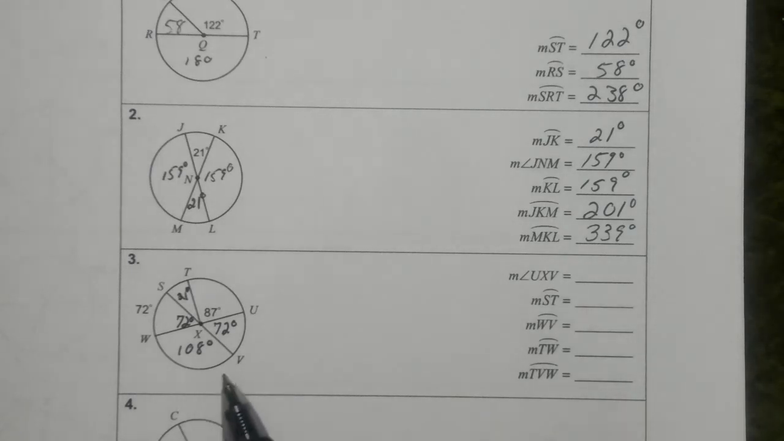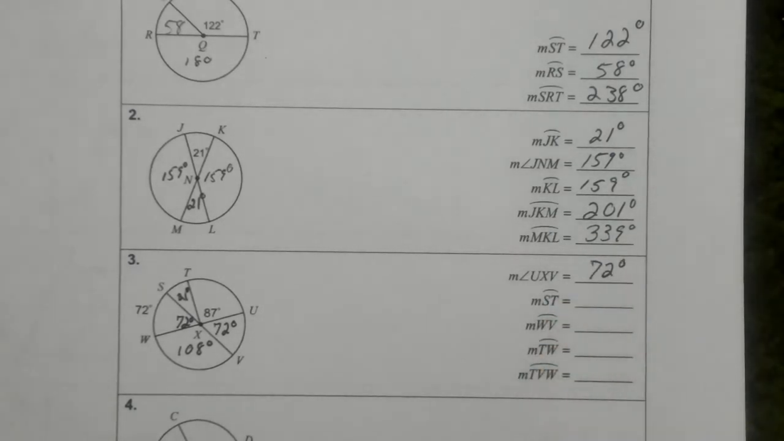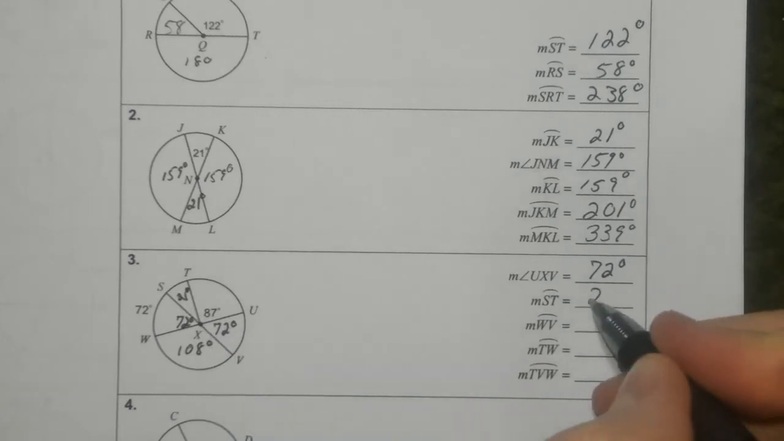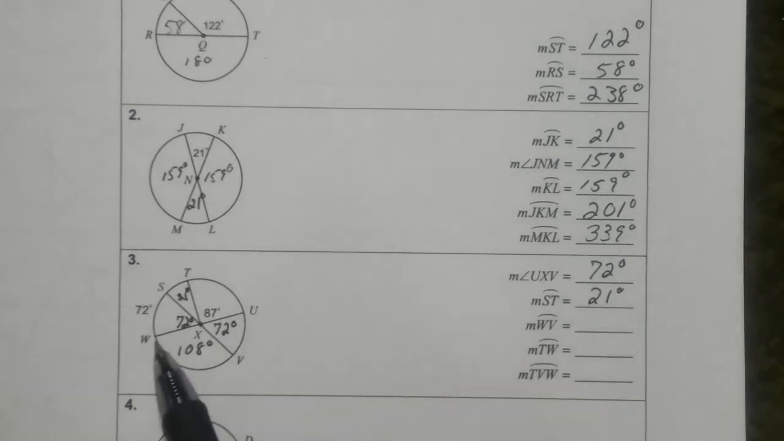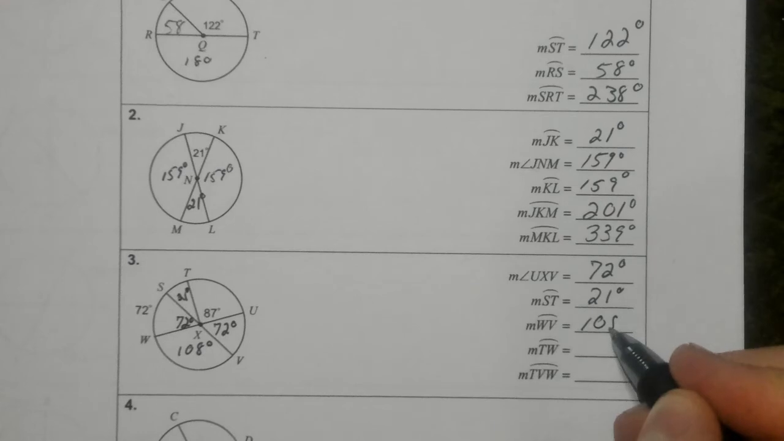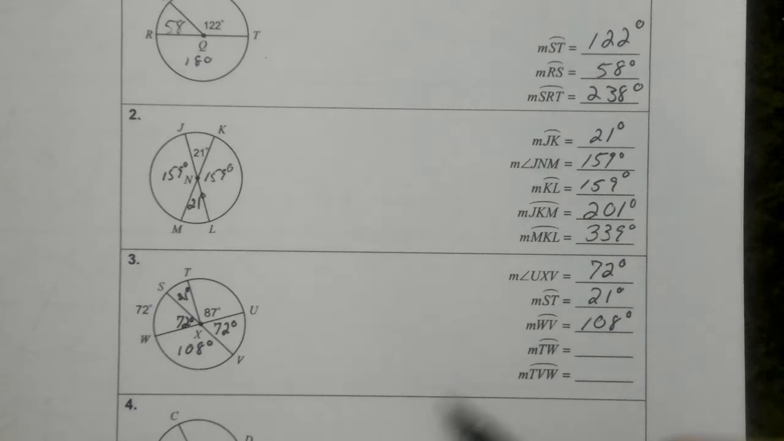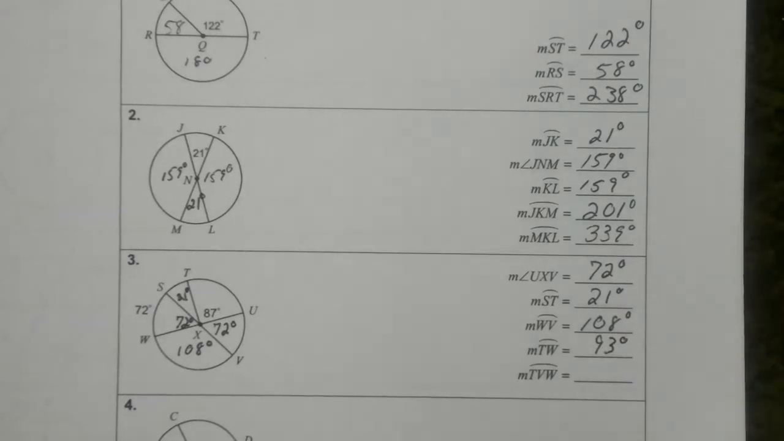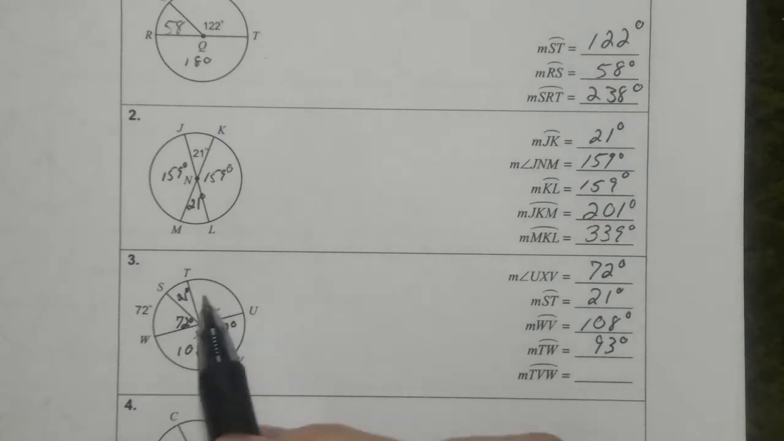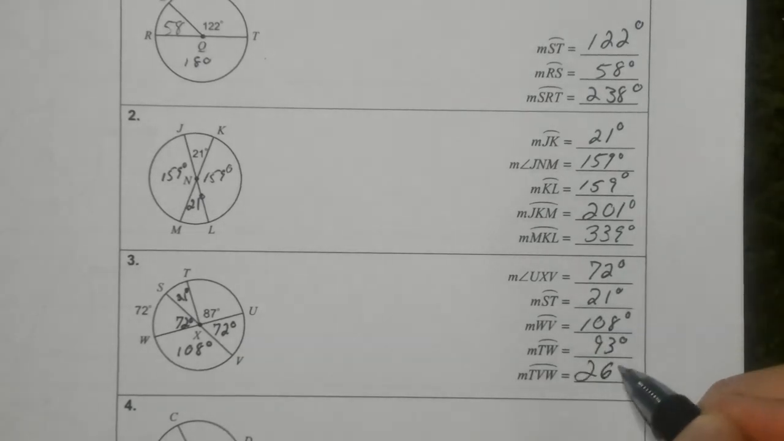So we have UXV. Okay, well, we already said that that's 72 degrees, the angle. Arc ST is equal to 21 because that angle was 21. Arc WV, we said is 108. TW is 21 plus 72, so 93 degrees. And then TVW, so start at T, go through V, and around to W, so we would need to add 87, 72, and 108, which comes to 267 degrees.